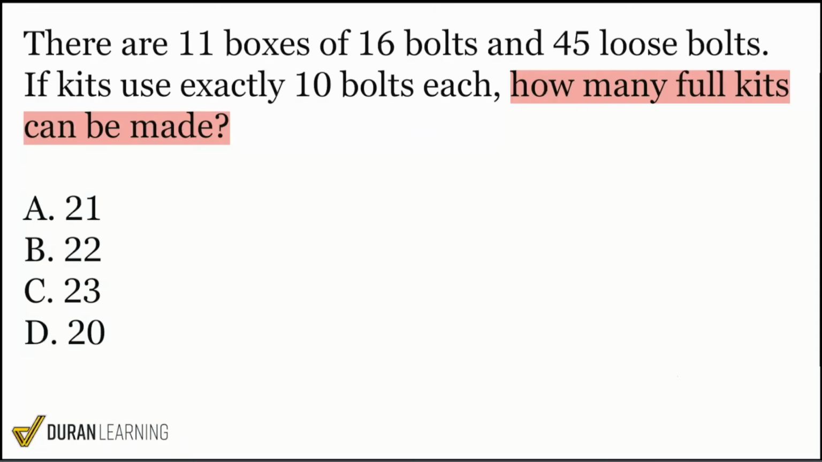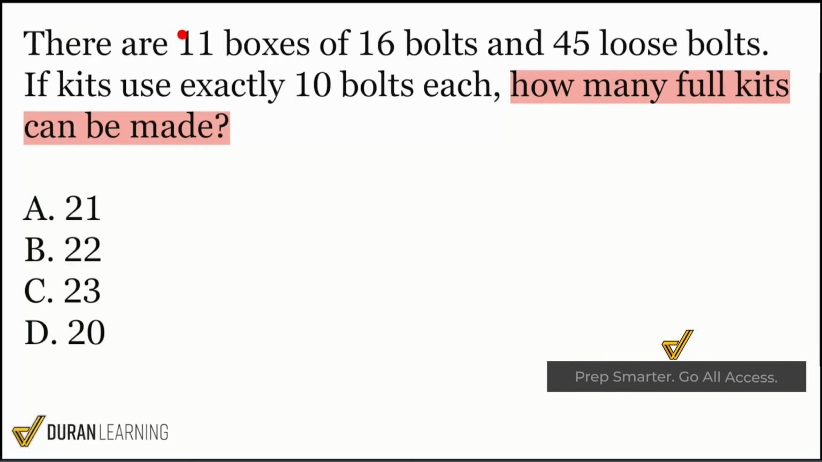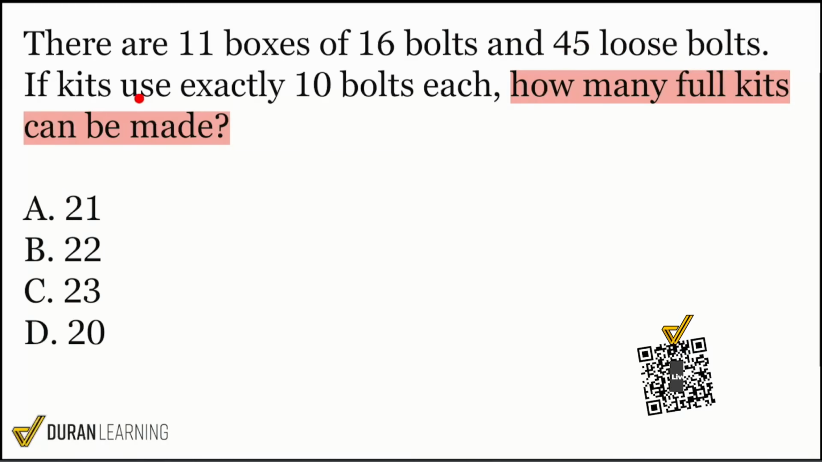Now, when we check out the information, it says, hey, there are 11 boxes of 16 bolts and then 45 loose bolts. If we're trying to make these kits and these kits use exactly 10 bolts each, how many full kits can be made? Now, there's a keyword here being shown. It's the keyword each. And I'm going to highlight that in green.